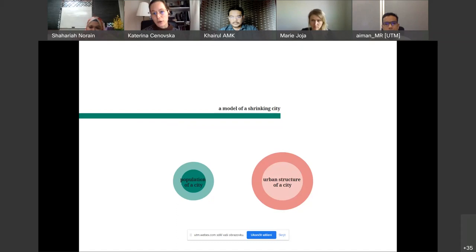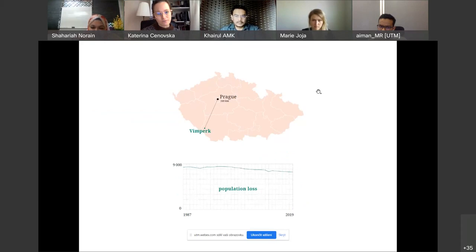So this is how it is, and this is the same thing with the shrinking city. Population declines, but the zoning plan or the development plan for the urban structure of the city is always the same, and it doesn't recall what is happening with the population or what the economic loss is. Go to the next slide. This is just an example of the town of Vimperk, which was the theme of my diploma project, which is a small town of almost 8,000 inhabitants.